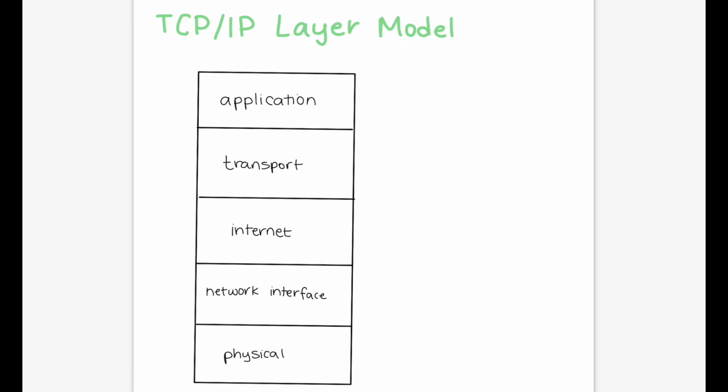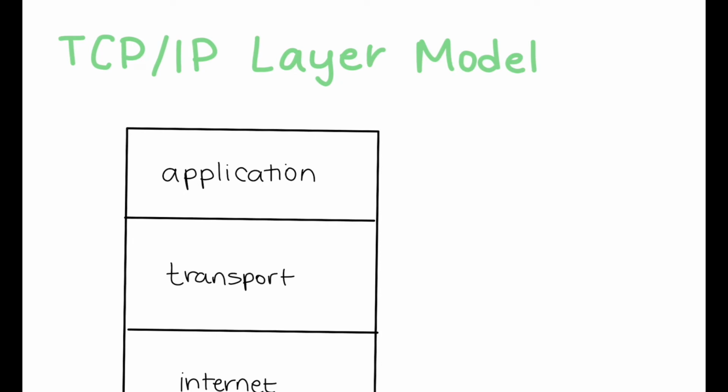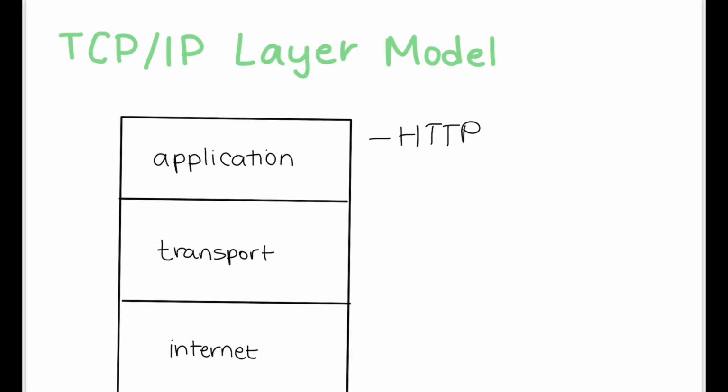Now, how's this working at each layer? So the application layer is all about different individual application programs. Right now you're actually using the application layer because you're watching this on YouTube. It's all about HTTP, or HTTPS, the secure version, and this is where your data is going to be produced.